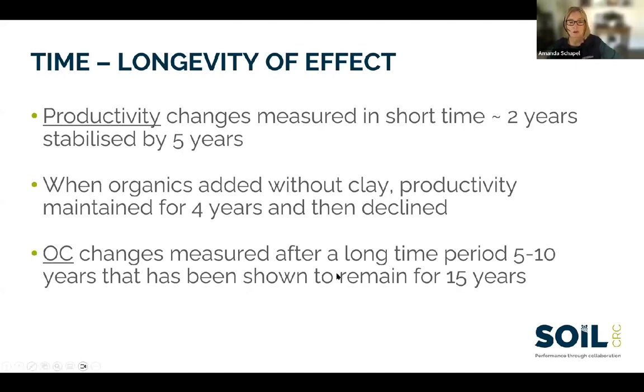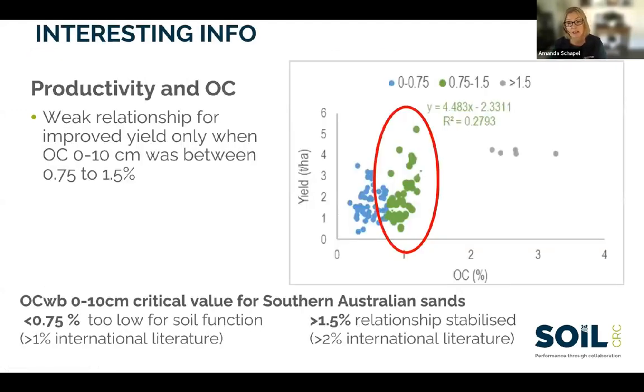Carbon takes a long time to change. So expect to see, in low rainfall sandy soils, periods of 5 to 10 years before you'll start to see changes. Western Australian data has shown that if you have clay amendments in there, these changes do remain for 15 years. So once they change, they are there.